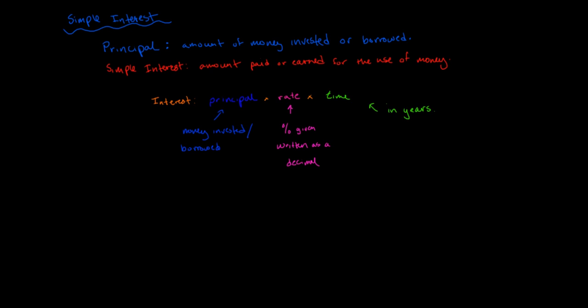And we can write this a little bit simpler. We can condense this and say that I is equal to P, or the principal, times R times T. Some people call it PERT. I've heard it called PERT before. So the interest is equal to the principal times the rate, written as a decimal, multiplied by the time in years.